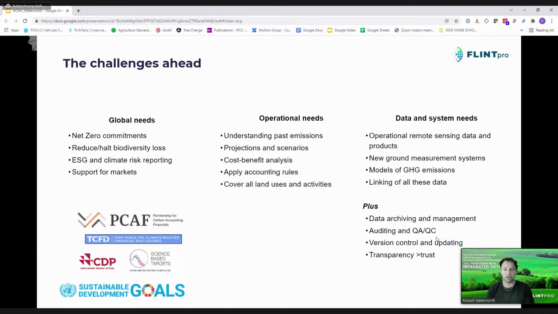That then comes into the third issue. Those operational needs are now completely driving the data and system needs that we're seeing around the world. So a huge push on operational remote sensing data, primarily from satellites. And I know that the team from Space Intelligence is presenting later today, I believe. They're a classic example of how do you take this science and bring it into an operational system to support the land sector. How do we bring in more ground measurements?